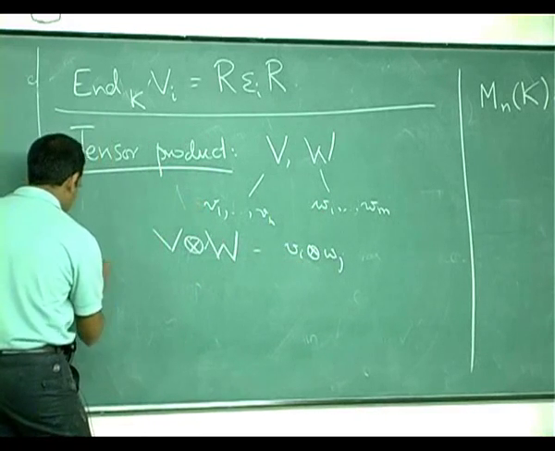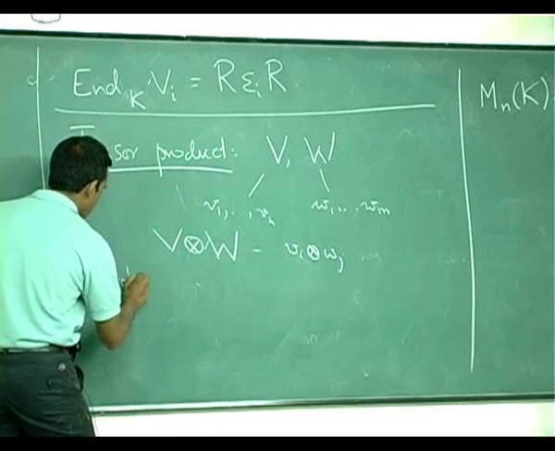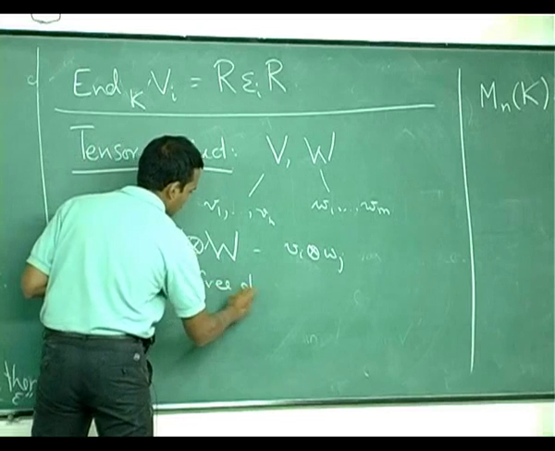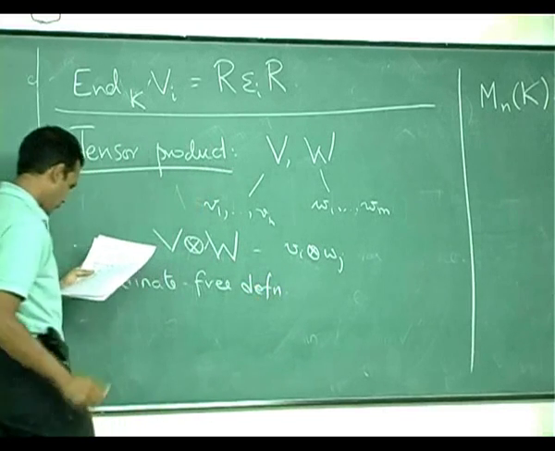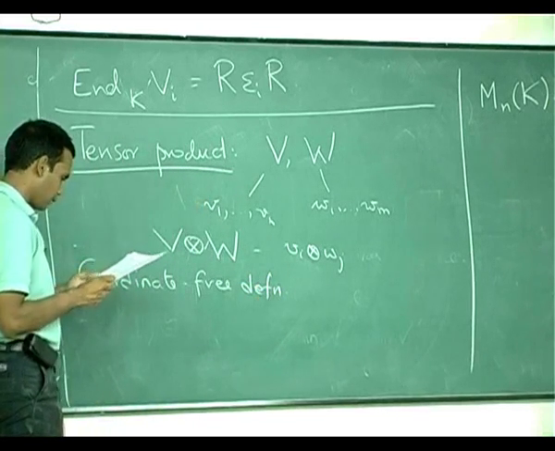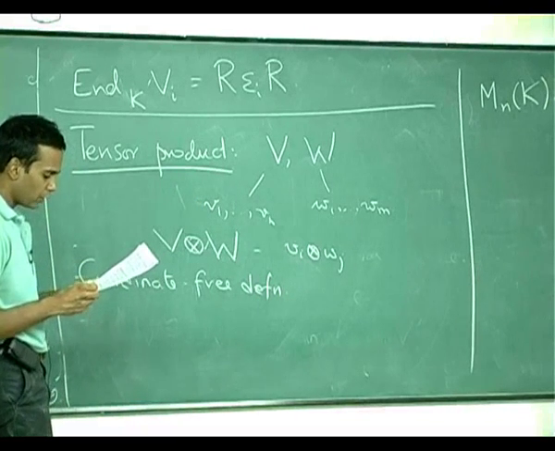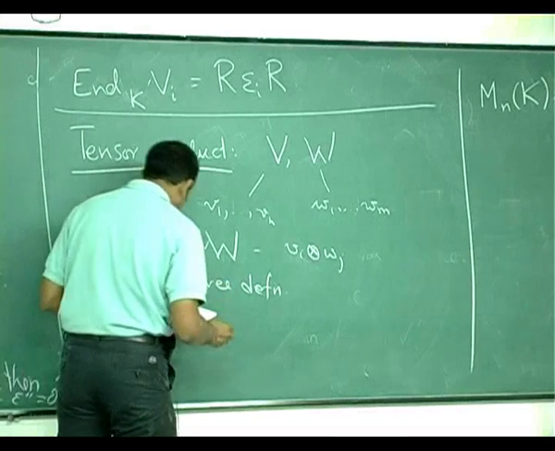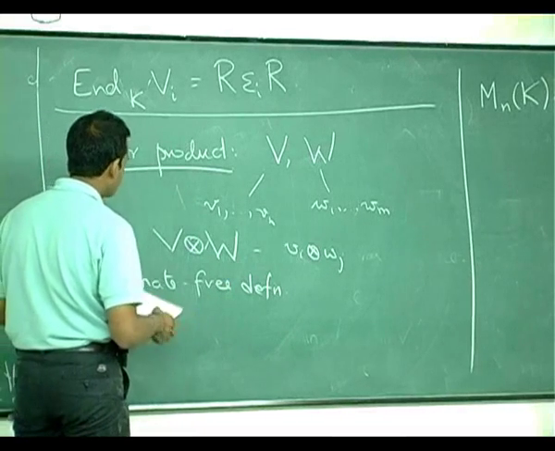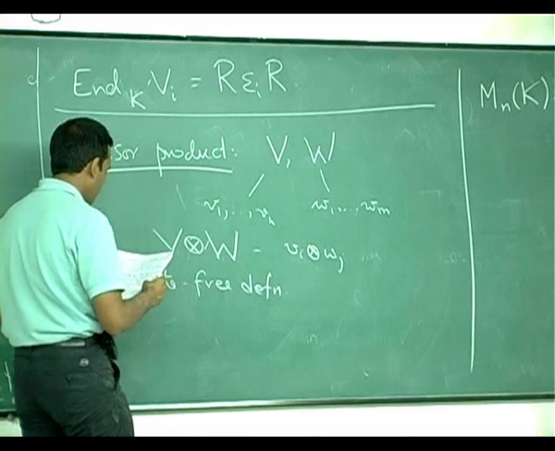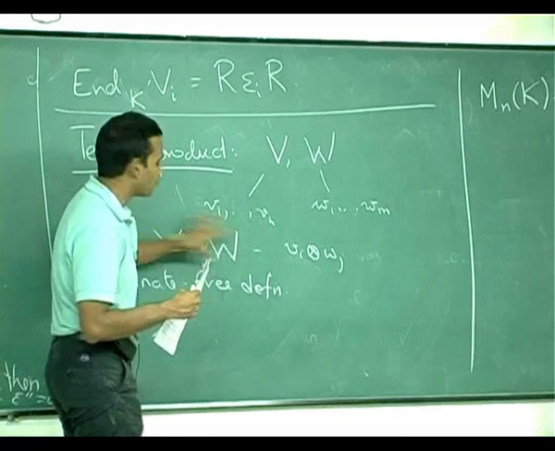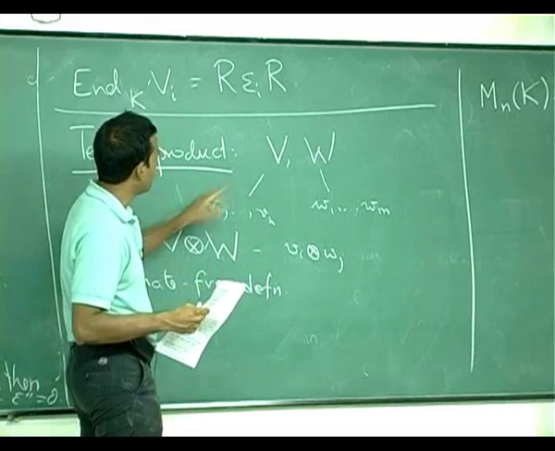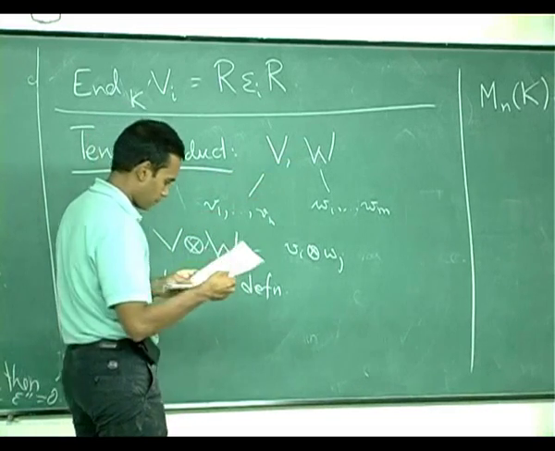There's a coordinate free definition. For example, you'll find this in the book Survey of Modern Algebra by Birkhoff and MacLane. So you should go look it up. And what it says is that a tensor product is not just a vector space. It is a vector space, but it comes with a bilinear map from V cross W to that vector space.